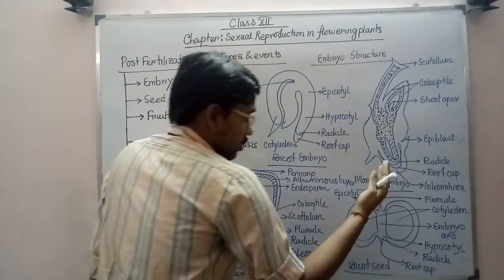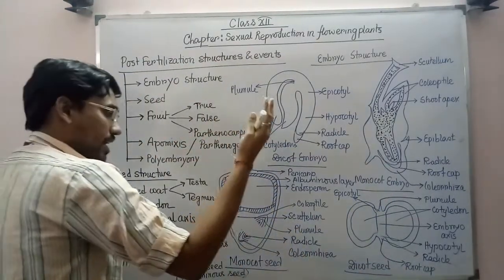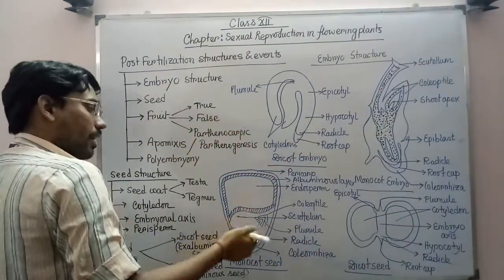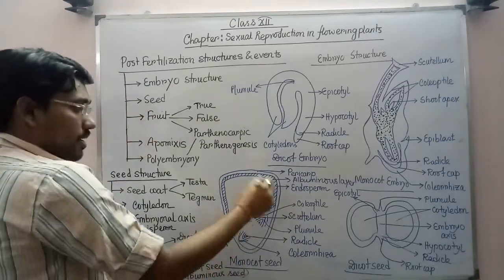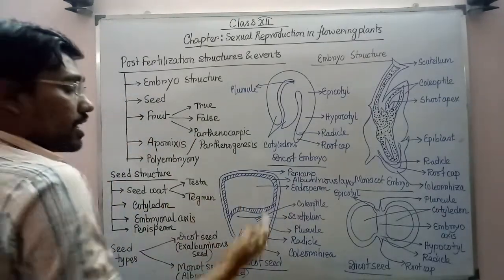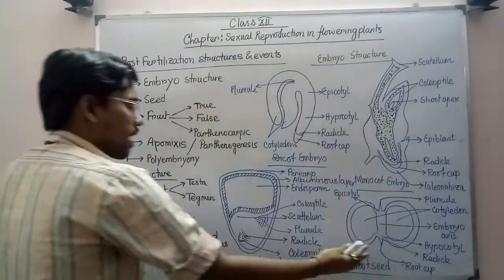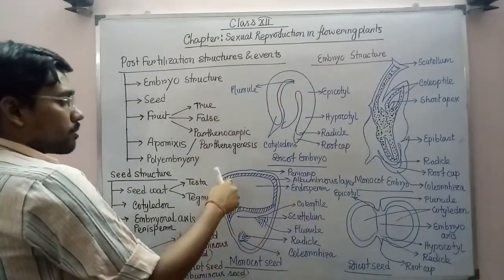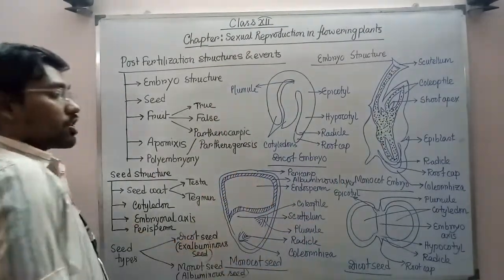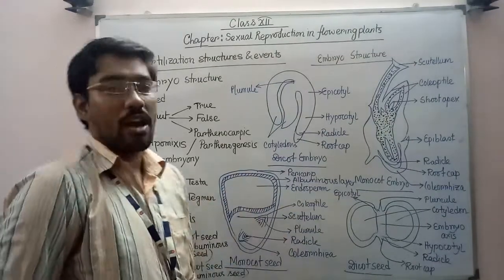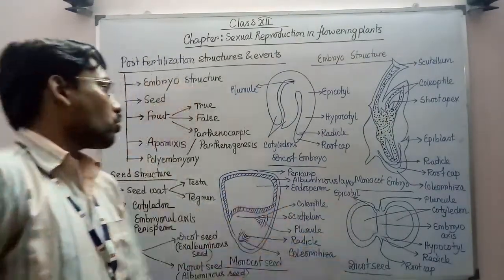In a dicot seed, no albuminous layer is present, that's why they are known as exalbuminous seeds. But here an albuminous layer is present, that's why they are known as albuminous seeds. Here the endospermic content is very minute or almost absent. Here the endosperm content is huge for providing nourishment to the embryo. So you can write many differences between dicot and monocot seed.